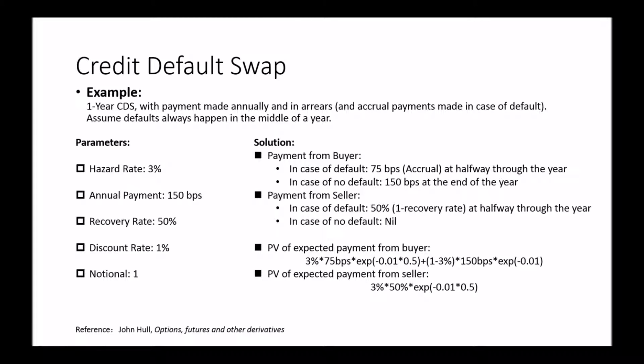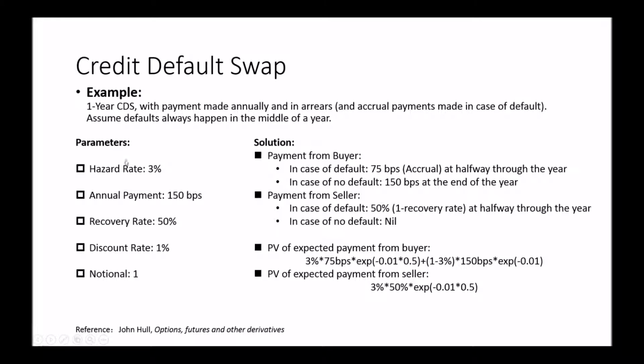Okay, now let's look at an example of a credit default swap. That is a 1-year CDS with payments made annually and in arrears. We assume that all the defaults always happen in the middle of a year. And if the default does happen, the accrued payments from the buyer will be made in case of default, that is also in the middle of a year.